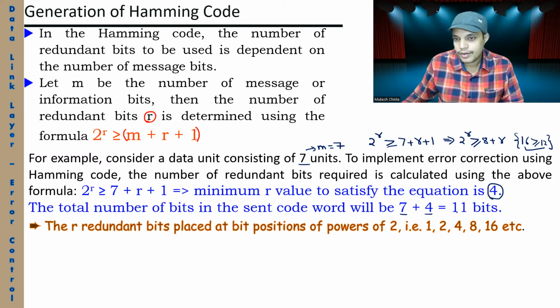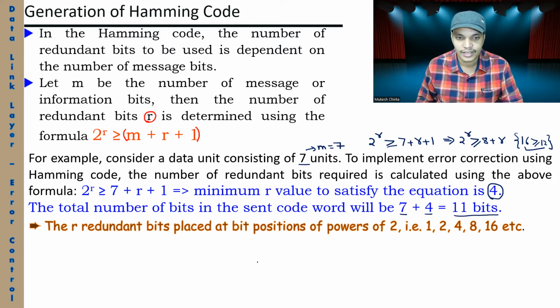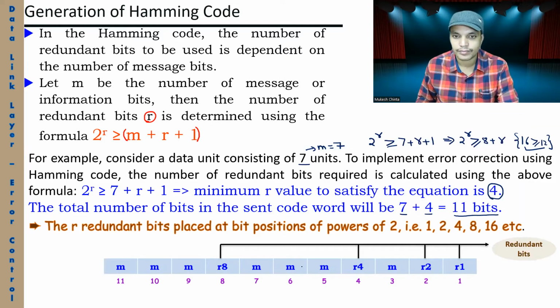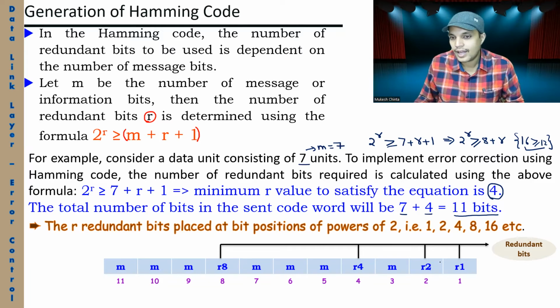Now, you know that a message that is to be sent consists of 11 bits. Your code word consists of 11 bits, right? So just draw a table which consists of 11 bits here. And in these 11 bits, what we need to do is write it down. So this is my table which consists of the 11 bits. And how many redundant bits do I need? 4 redundant bits, right?